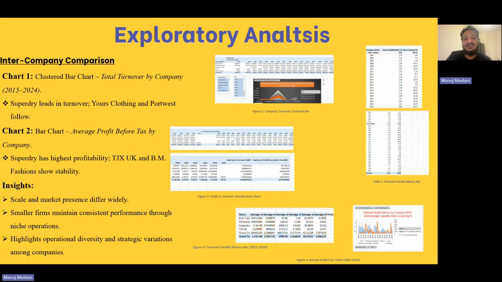describes inter-company comparisons. The section is dedicated to comparisons of the performance of five companies over 10 years. Superdry Limited has the greatest turnover and profit before tax. As one of the indicators of its great brand and global expansion, Next Clothing has a stable growth with good expense management, and B&M Fashions and TJX UK and others have smaller but stable revenue trends.